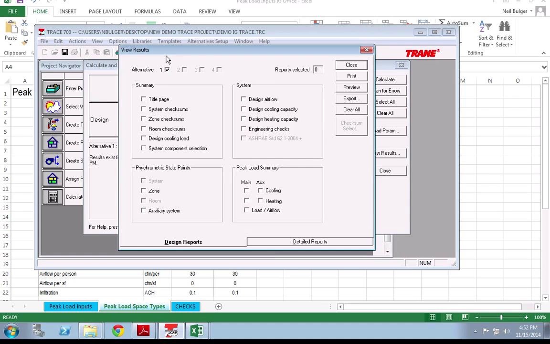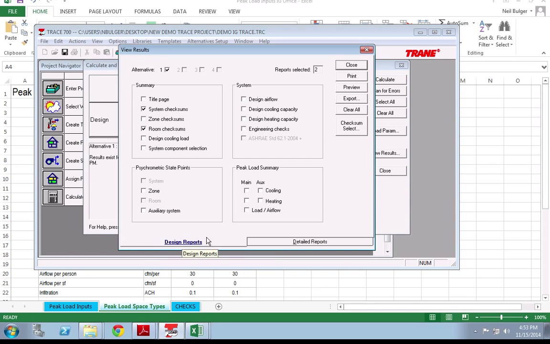So this little window is all the different reports that can come out of Trace. These reports can come out as PDFs, Excel files, multiple versions of Excel files actually, so some are more useful than others in being able to make sense of how to import them into Excel or not. So we're going to start with the system checksums and the room checksums.